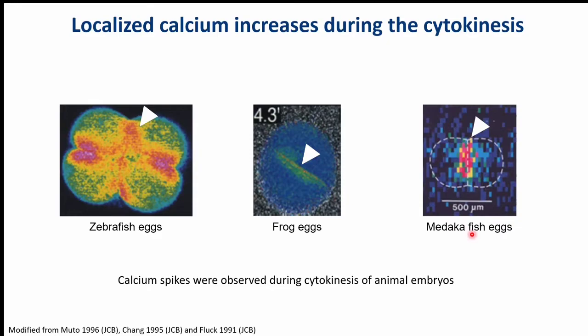But to date, no one knows the mechanism of this spike. How does it occur? And what is the importance of this spike? Is it merely a correlation that it is occurring during cytokinesis, or does this spike have any role to play during cytokinesis?